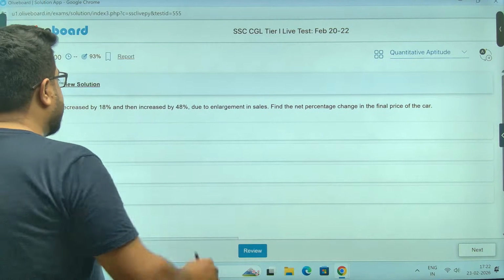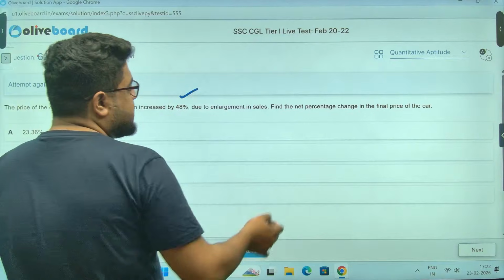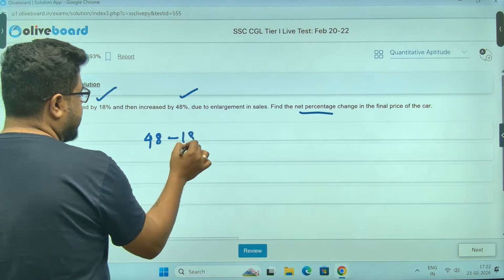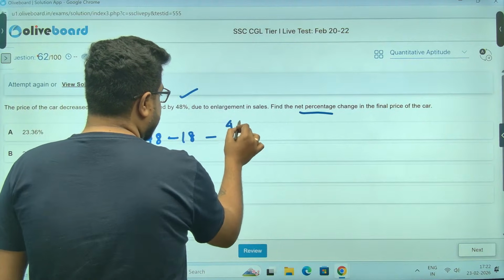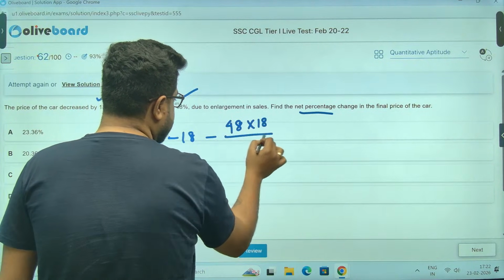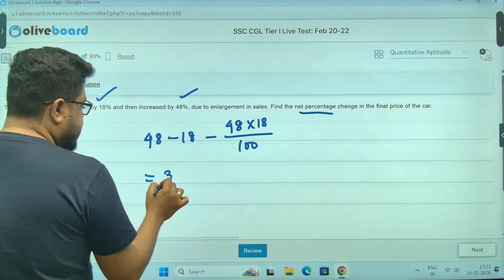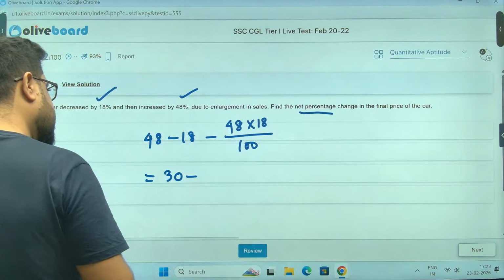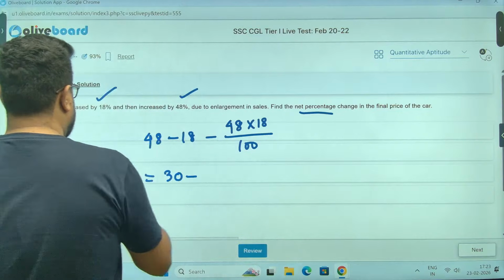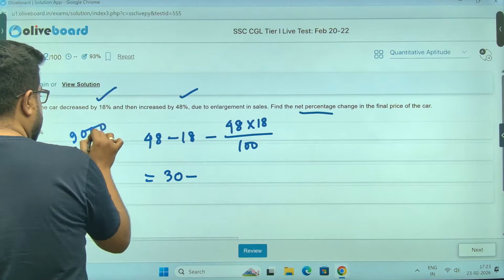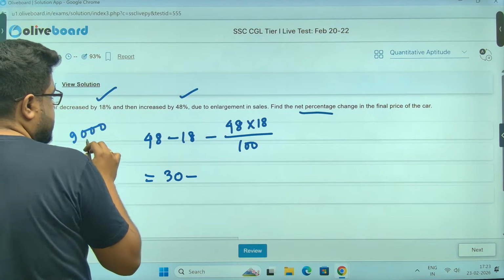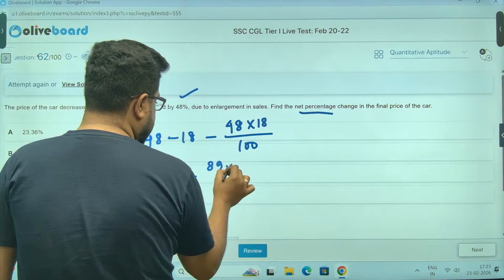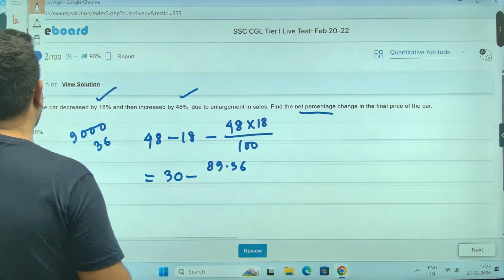The price of a car decreased then increased. So net percentage change, so AB theorem. Increment of 48, decrement of 18. So plus minus minus 48 times 18 by 100. So this is 30 minus 8.64... sir, what did I do wrong?